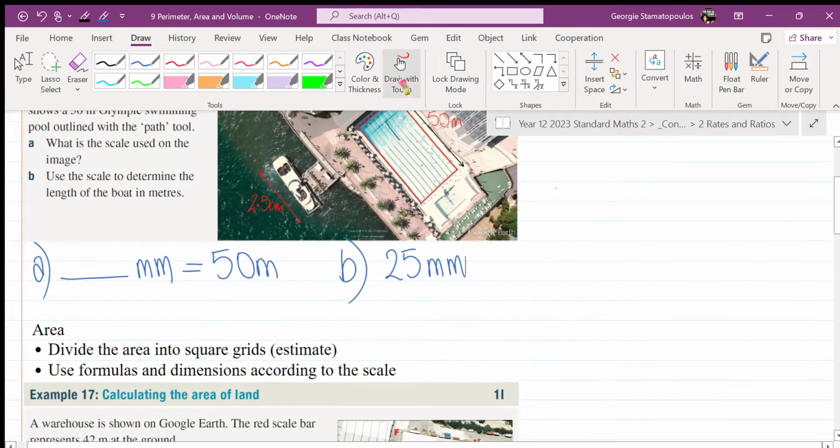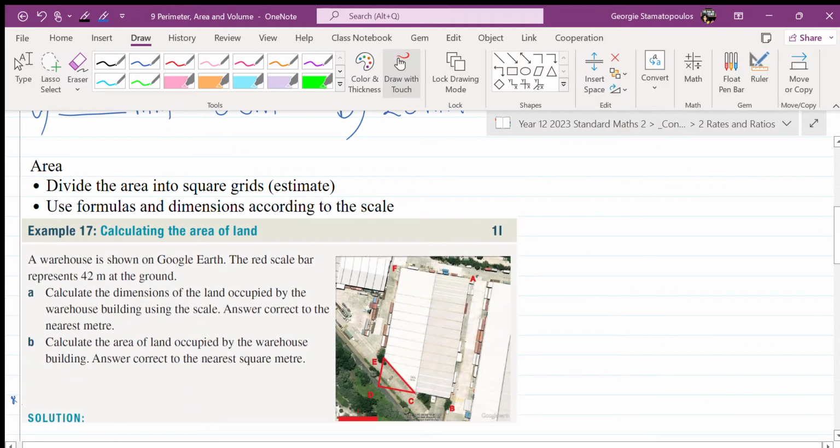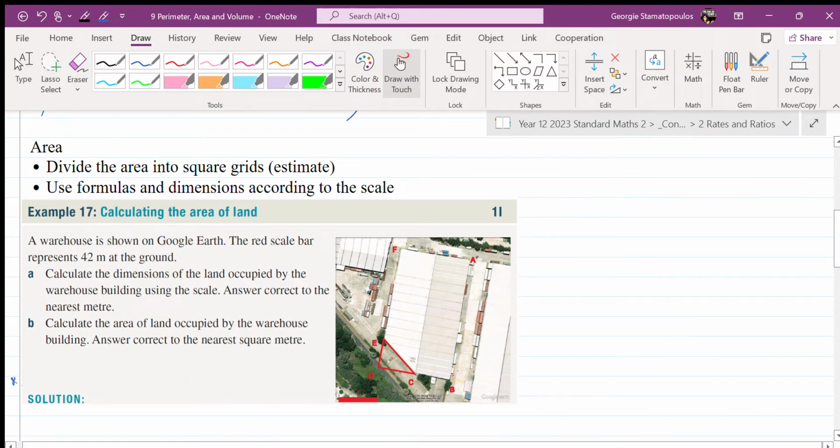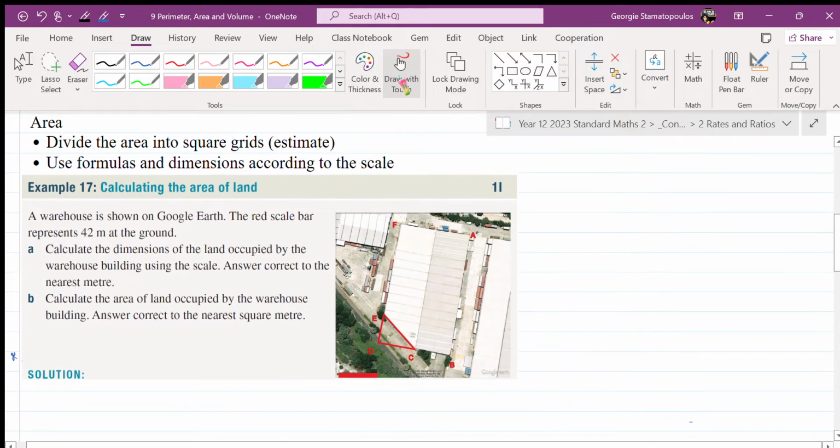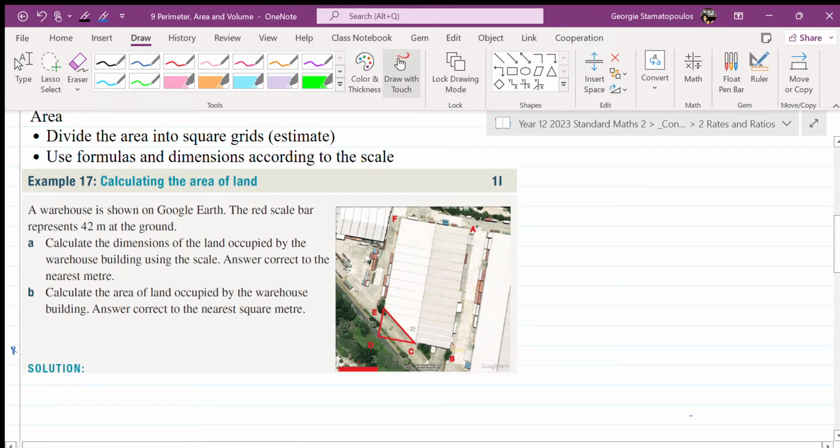So then area, divide the area into square grids. That's an estimate, and we can use formulas and dimensions according to the scale. So you've got a warehouse shown on Google Earth. There's actually a scale here. The red scale bar represents 42 metres.